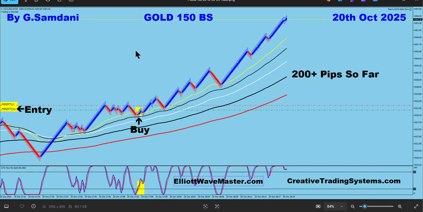Okay, so this is a gold trade from the 150 box size, for the week starting on the 20th of October. This is 200 pip to the long side here. Gold just keeps going long, long, long. And now it's falling into wave four, so be careful. Right now, this is the first one.